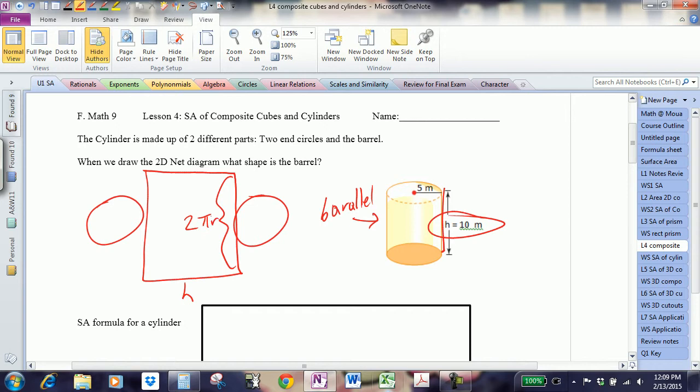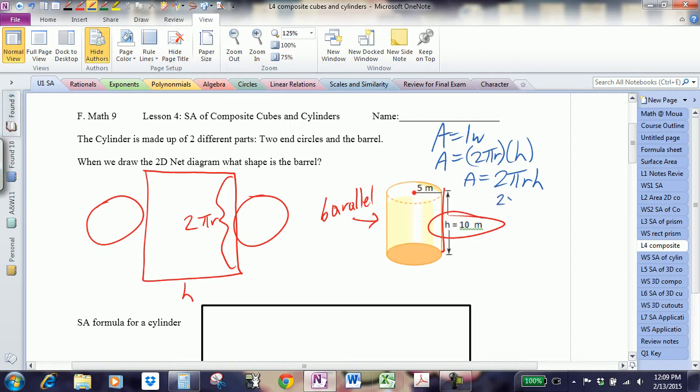Okay? So you have a rectangular shape in the middle. One's the height, one's 2 pi r. Now you guys all know how to find the area of a rectangle. It's length times width. So what would be the area of this rectangle? 2 pi r, the length, times the width, which is h. So this section of the cylinder, the area of it is found by going 2 times pi times r times h.